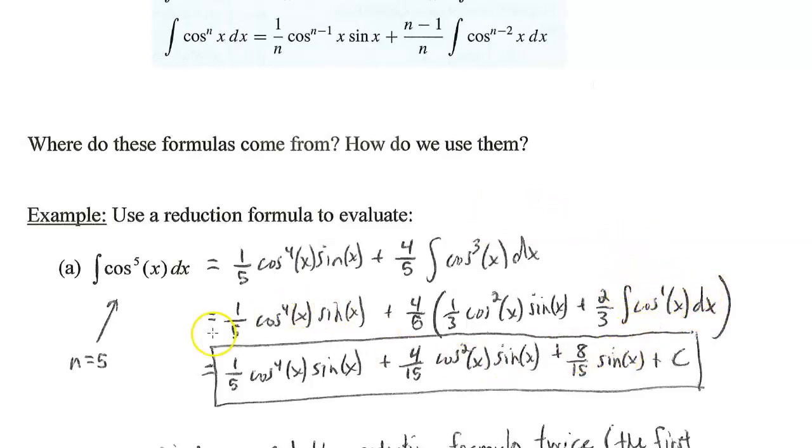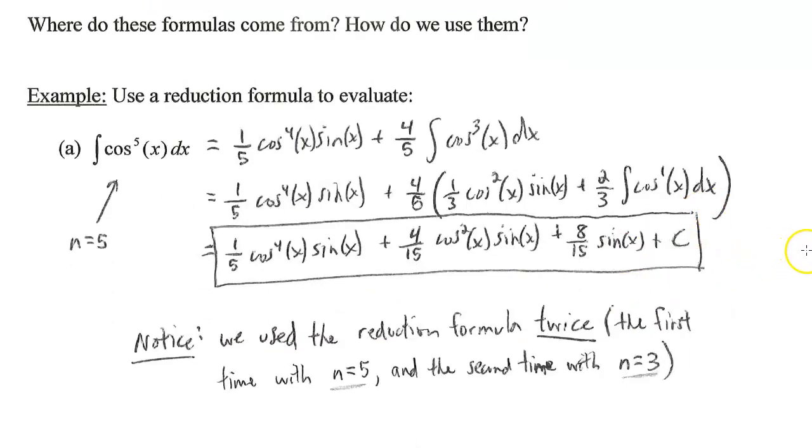Positive sine. And if we do everything here, like distribute the 4/5, our final answer is this down here. Now, remember, 4/5 times 1/3 would be 4/15, but then we also have to distribute this 4/5 times 2/3, so it would be 8/15 there. And we have the integral of cosine is sine. So that's our final answer.